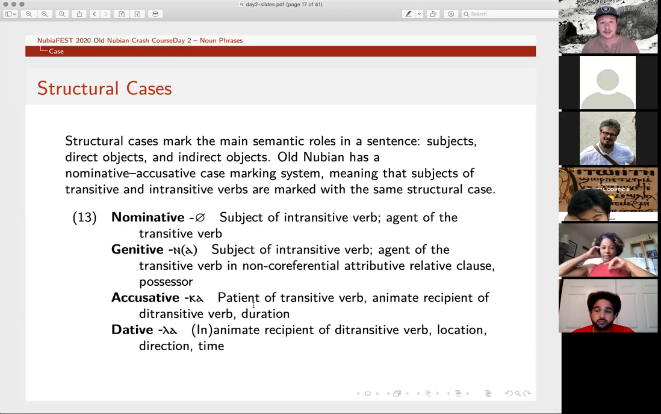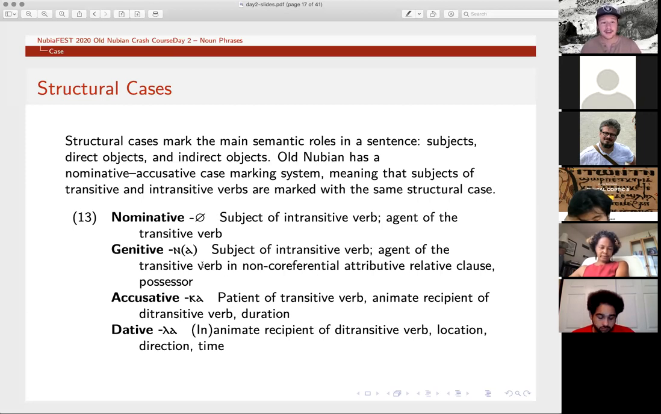The nominative in Old Nubian is marked with zero. This again is typologically not very special. Many languages mark their most frequently occurring case with zero. So there's nothing really to be seen. And because Old Nubian is a nominative accusative language, it marks the subject of the intransitive verb, and it also marks at the same time the agent of the transitive verb. So when you say, I die, and I hit a wall, then in both cases, the word for I is marked with the nominative case.